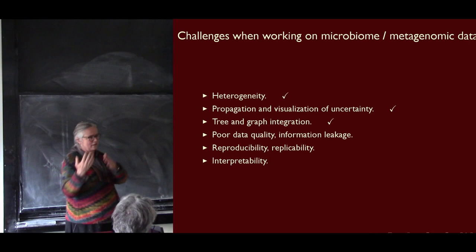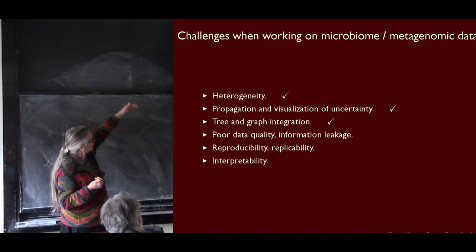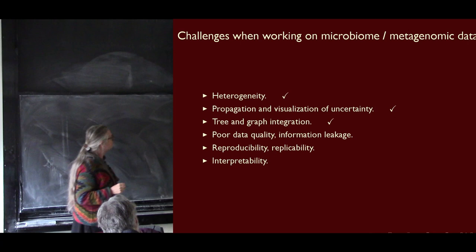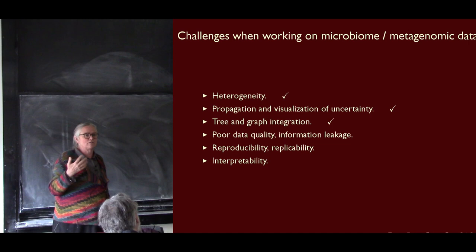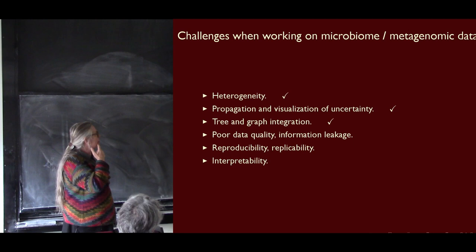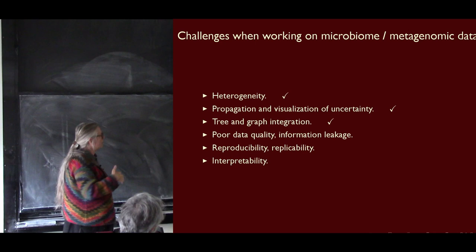So a little bit, yesterday I talked about heterogeneity and we saw some ways of dealing with it. I talked about propagation and visualization of error, a little bit about tree and graph integration, and just to show you in my scheme of things, today we're going to talk a lot about poor data quality and information leakage. And I might get to talking a little bit about reproducibility, and tomorrow we'll talk about interpretability.